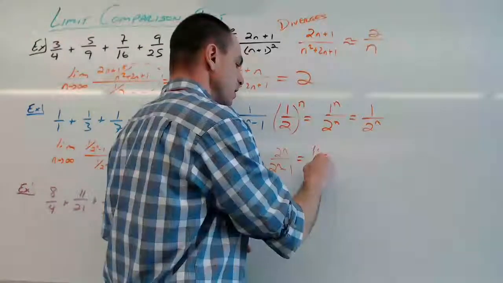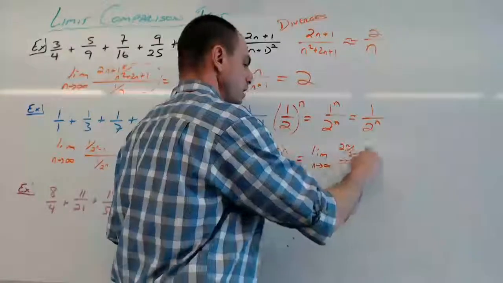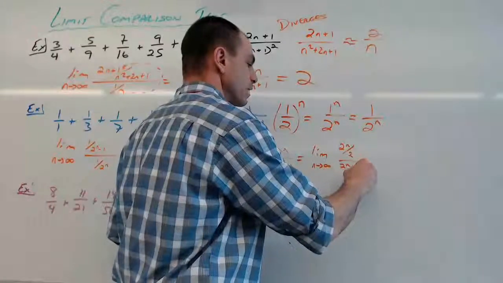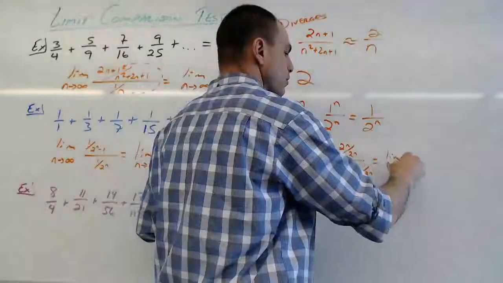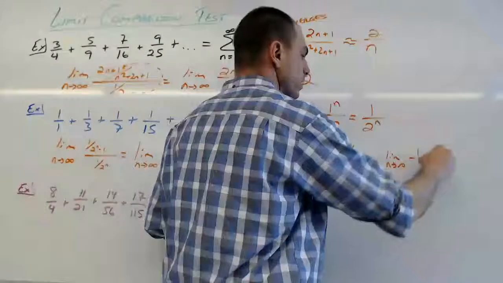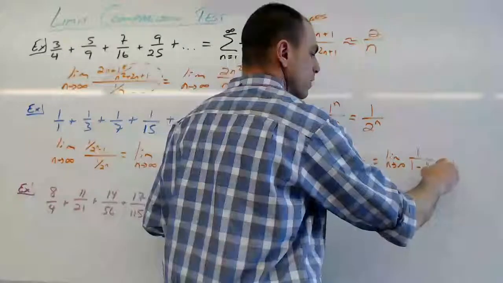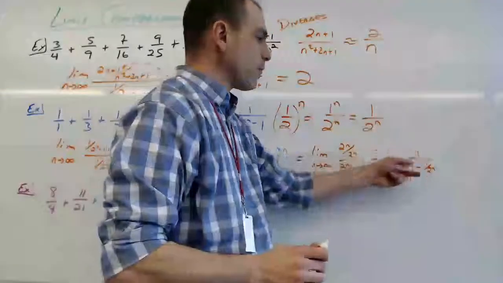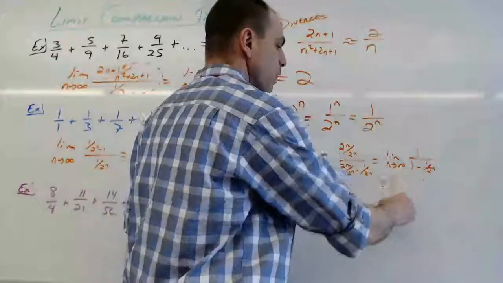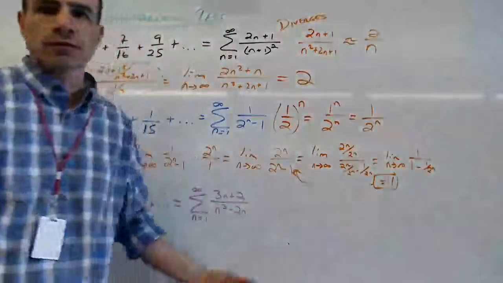Giving us 2 to the n over 2 to the n, and then 2 to the n over 2 to the n minus 1 over 2 to the n, which ends up being the limit as n approaches infinity of 1 over 1 minus 1 over 2 to the n. As n approaches infinity, that term goes to 0, so we have 1 over 1 minus 0, or 1. Which you can get from here. That's quick enough to do.